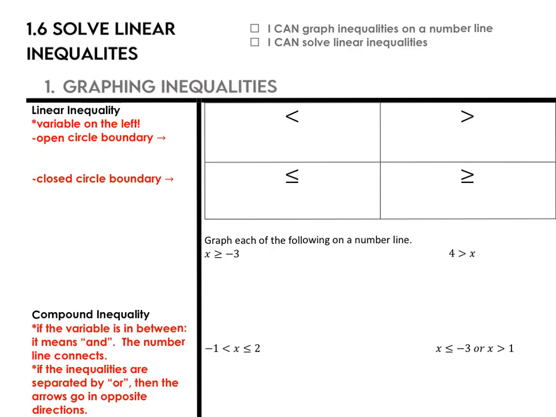You'll have an open circle boundary if the direction of your arrow either goes to the left or right with no bar underneath. In that first rectangle, that arrow would mean less than, as long as your variable is on the left-hand side. To the right, if your variable is on the left-hand side, that would mean greater than. When you plot your solutions on a number line, the arrow on your number line should match the direction of the arrow in your inequality.